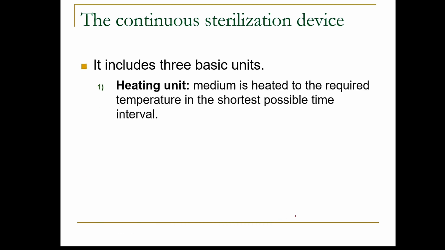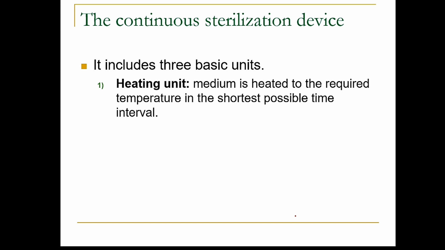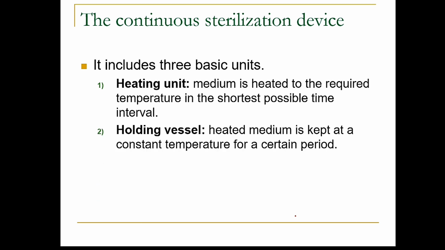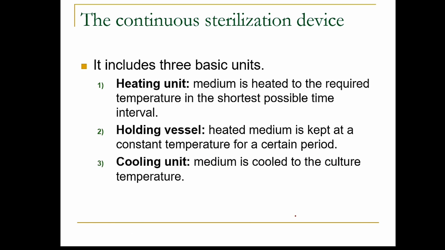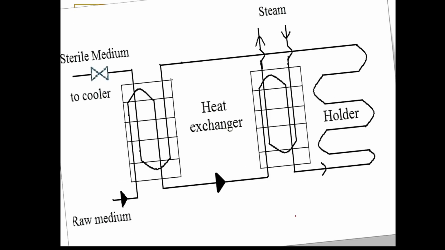The continuous sterilization device includes three basic units. First is a heating unit. Medium is heated to the required temperature in the shortest possible time interval. The holding vessel. Heated medium is kept at a constant temperature for a certain period. Cooling. Medium is cooled to the culture temperature.